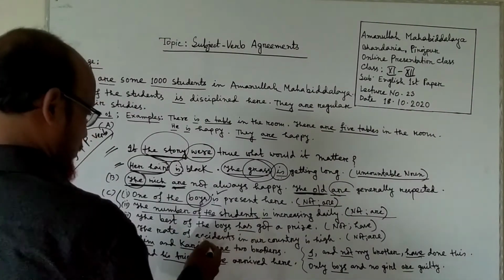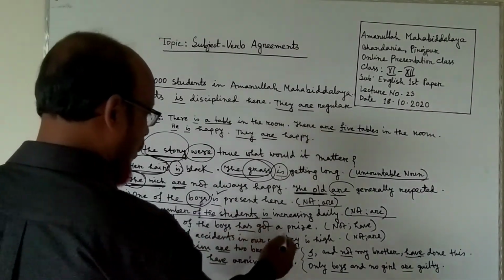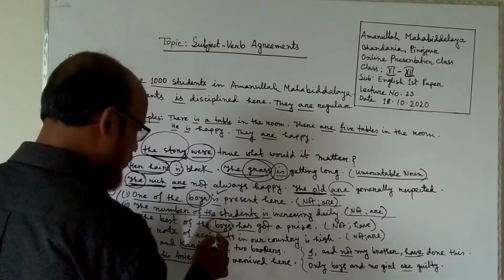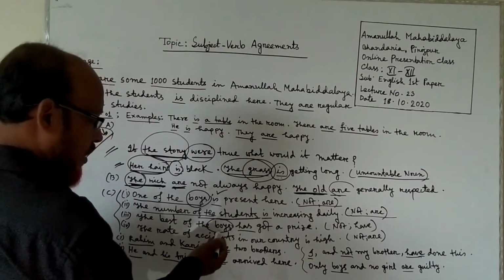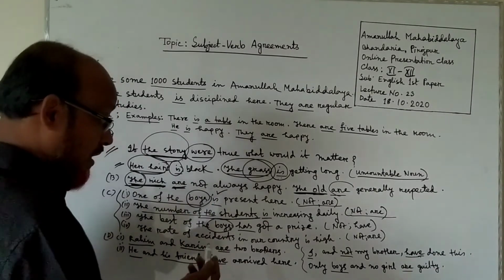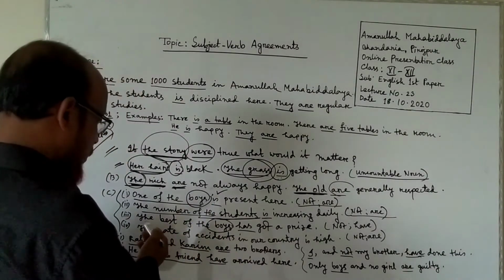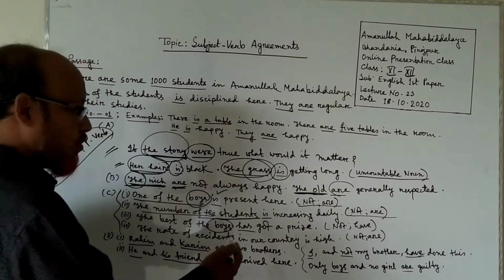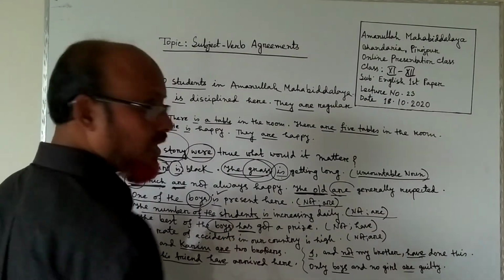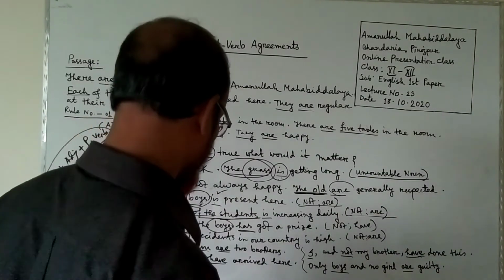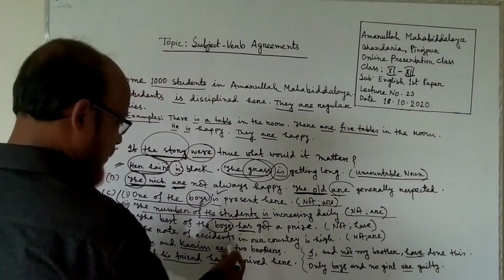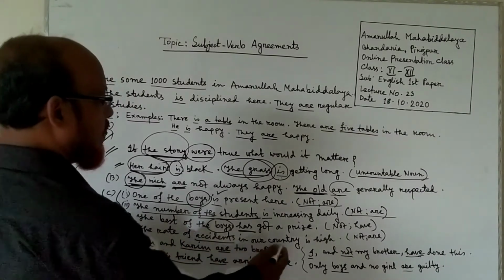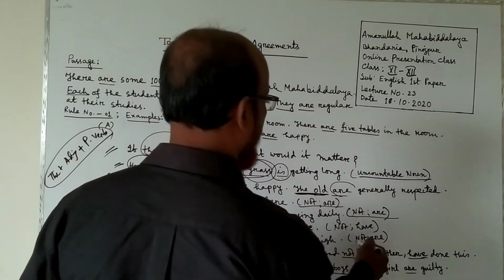The best of the boys has got a prize. The best of the boys, here used boys. It seems to be plural, but it is a singular form, the best of the boys. So we used has as a singular verb. The rate of the accidents in our country is high, not are.